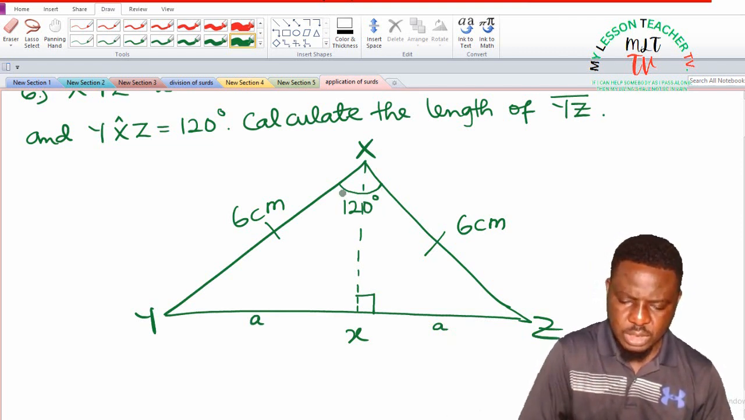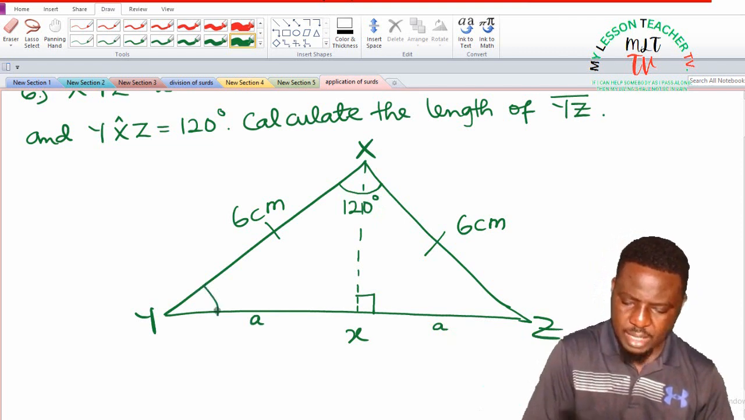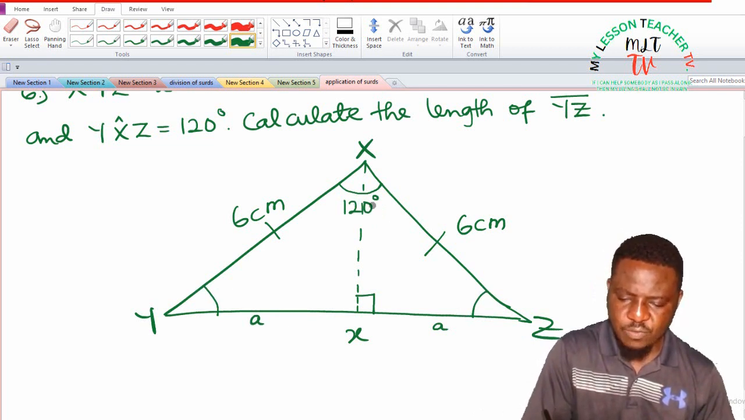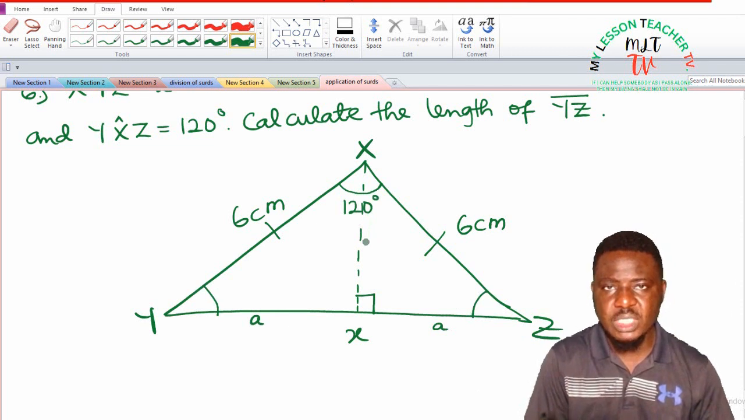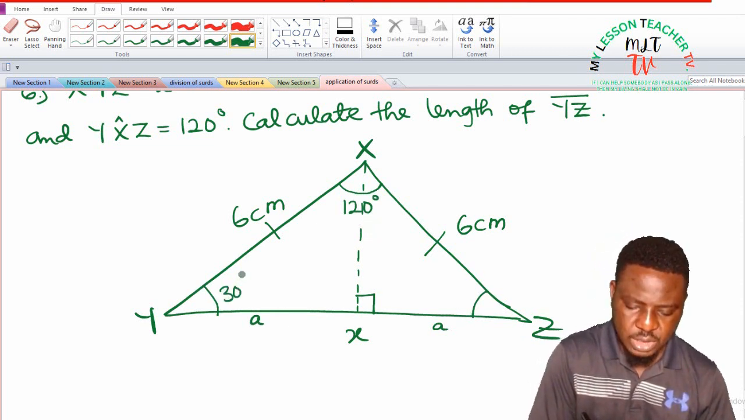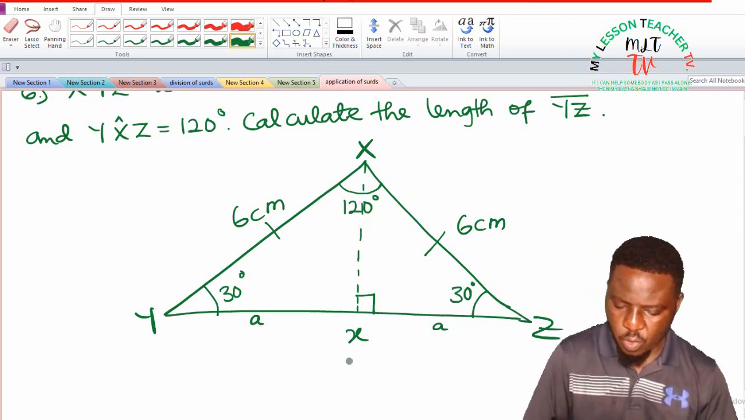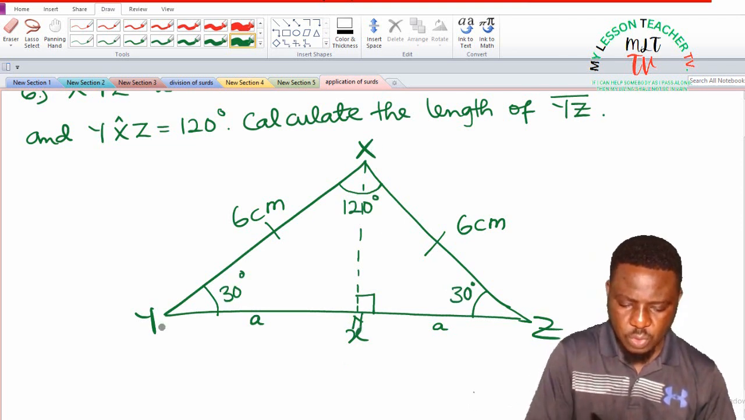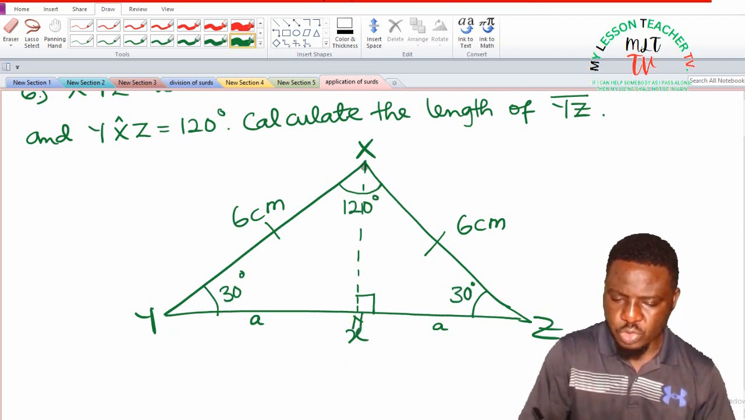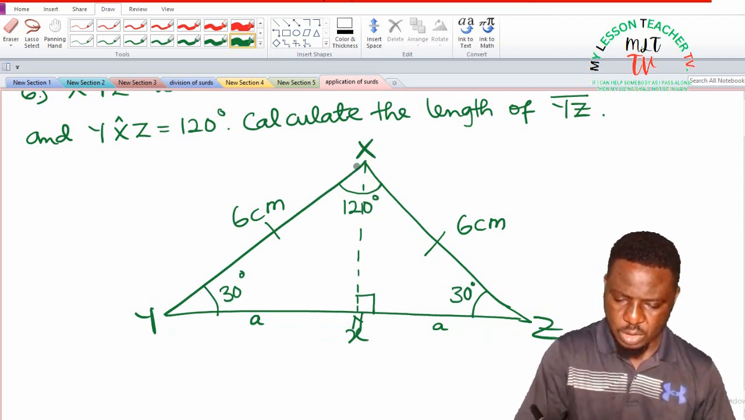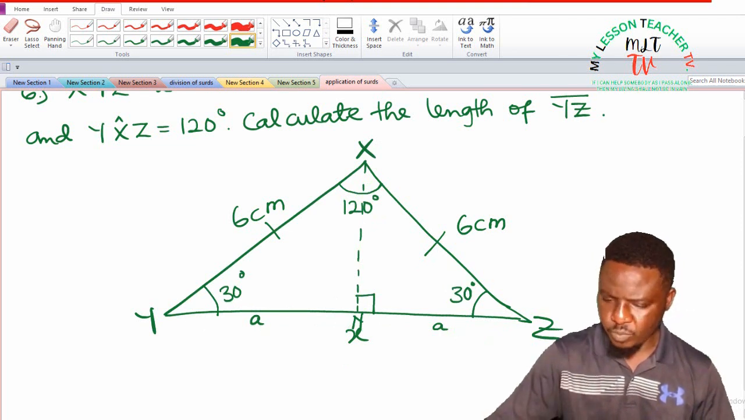And if this is 120 degrees, then it means that angle Y will be equal to angle Z, because base angles of an isosceles triangle are said to be equal. Now, when you subtract 120 from 180, it gives you 60. It therefore means that this is equal to 30 degrees, and this side is equal to 30 degrees. So if I call this N, you agree with me that triangle XYN is equal to triangle XNZ, because they are both similar.